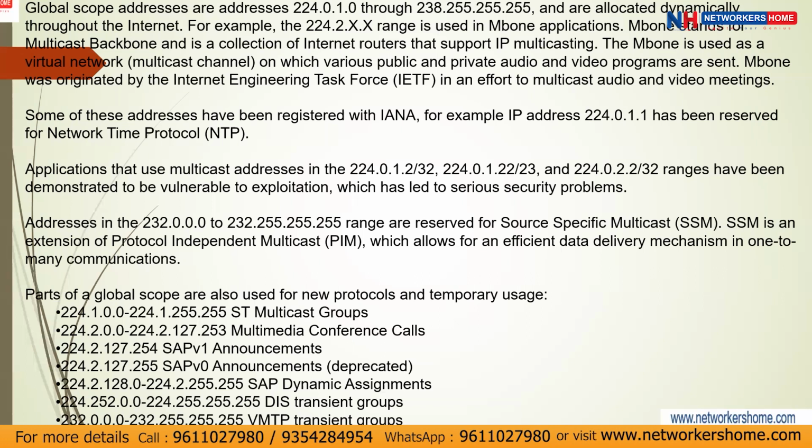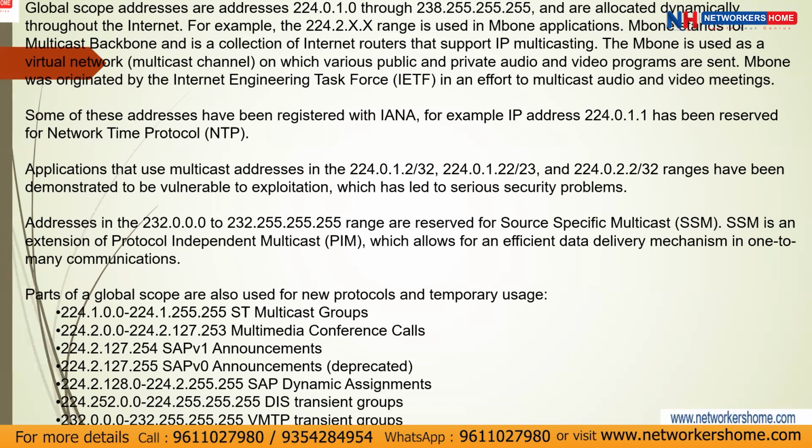So parts of global scope are used for new protocols and temporary users. 224.1.0.0 to 224.1.255.255, ST multicast groups. Then 224.2.0.0 to 224.2.127.253, multimedia conference calls. 224.2.127.254, SAP version 1 announcement. 224.2.127.255, SAP version 0 announcement, deprecated. 224.2.128.0 to 224.2.255.255, SAP dynamic assignment.